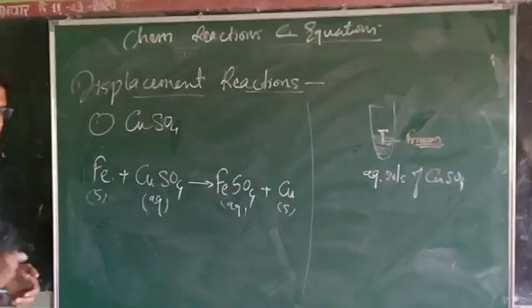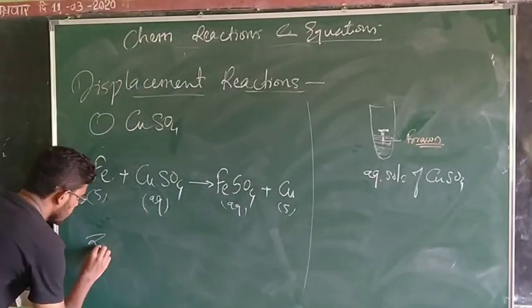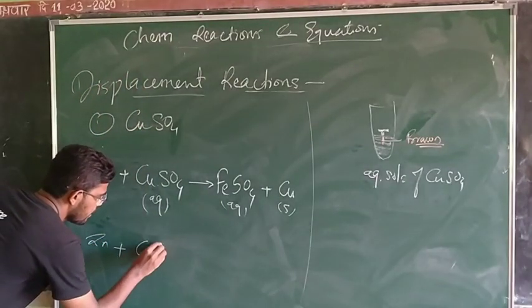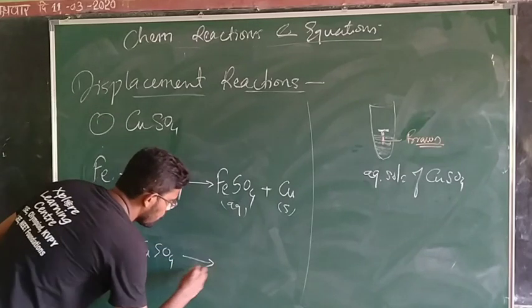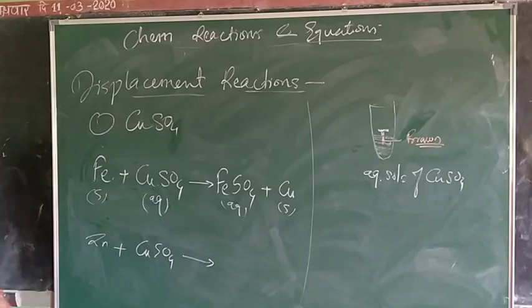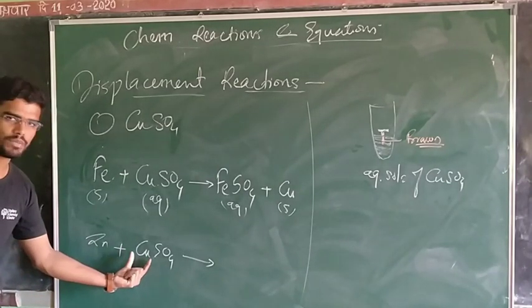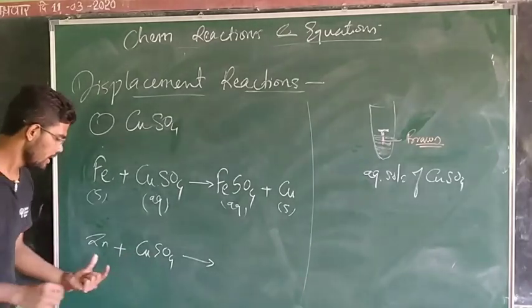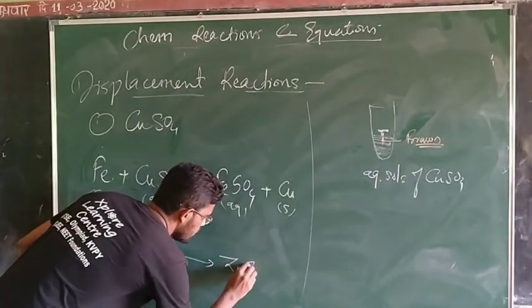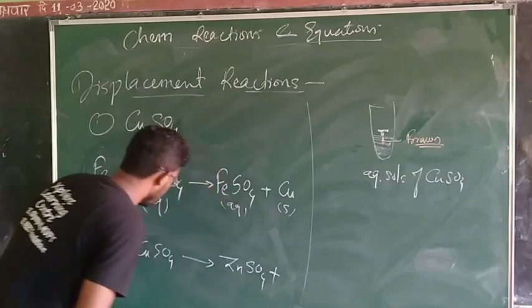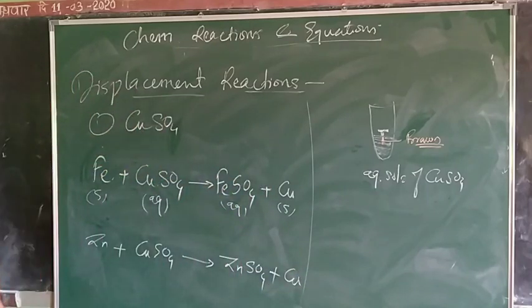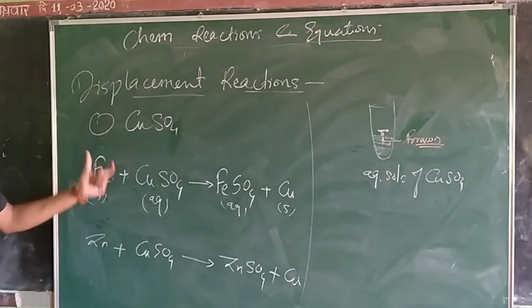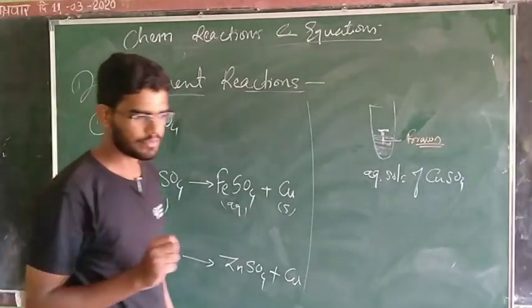We can take one more example. Say we have zinc. When it is reacting with copper sulfate, what is the product that you should get? Again, displacement reaction. A new element will displace one of the ions from the compound, and you get zinc sulfate plus copper will be removed. Right? So these are the examples of displacement reactions.